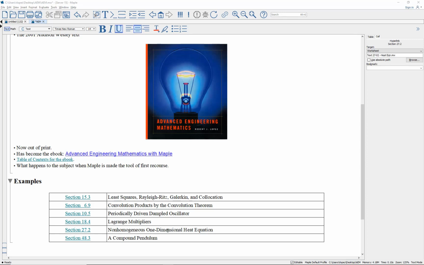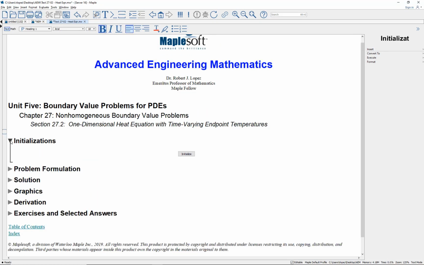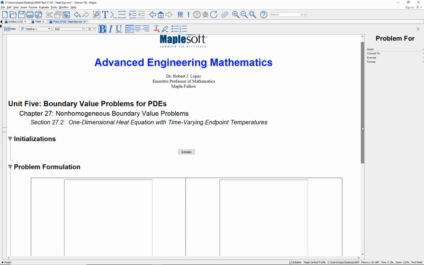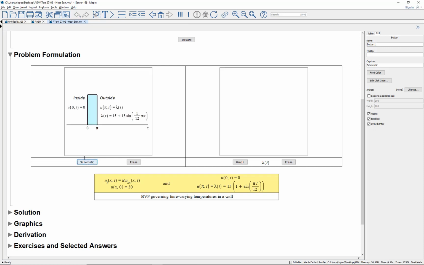Non-homogeneous one spatial dimension heat equation. A few initializations. And here's the problem that I'm attempting to solve. It comes from the following scenario. This is the wall of a house. My house in Terre Haute, Indiana, back when I lived in Terre Haute. This is the inside, this is the outside, and it's the summertime.